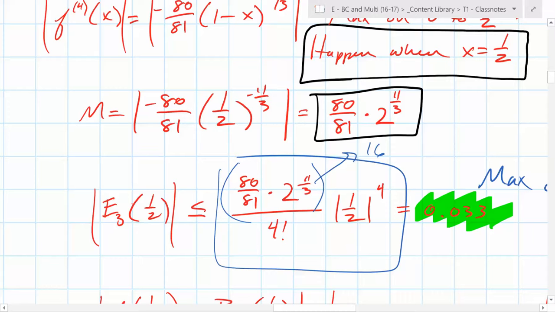This right here comes out to this. If you do this on your calculator, it comes out to this decimal. So that's the maximum error right there. That's a lot of work.